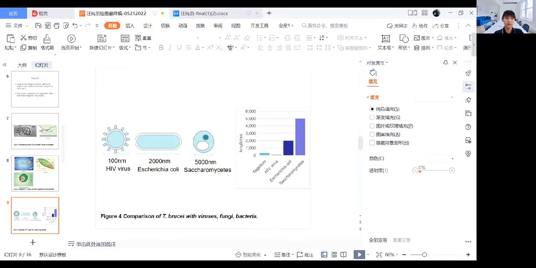Figure four shows the comparison of T. brucei with viruses, fungus, and bacteria. I compare them because maybe after comparing, we can have a better idea about T. brucei's size. For the virus, I chose the HIV virus, for bacteria I chose Escherichia coli, and for fungus I chose Saccharomyces. This picture is the histogram of the comparison.